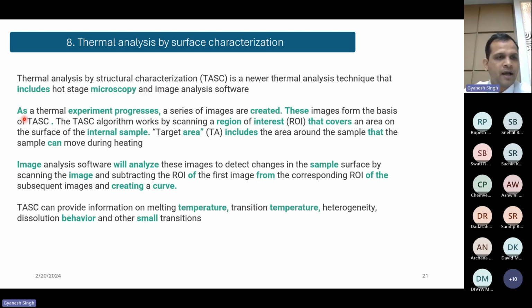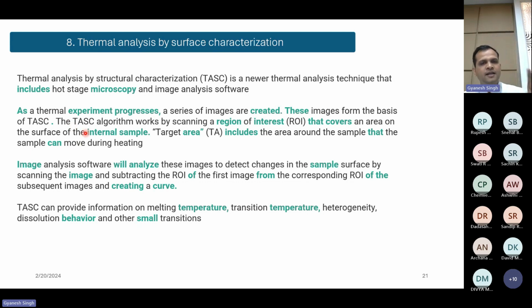As a thermal experiment progresses, a series of images are created. So normally you capture the entire video. In Hexon we capture the entire video, and we are also able to extract images per degree Celsius change, or maybe per second or per frame rate. So these images form the basis of TASC.